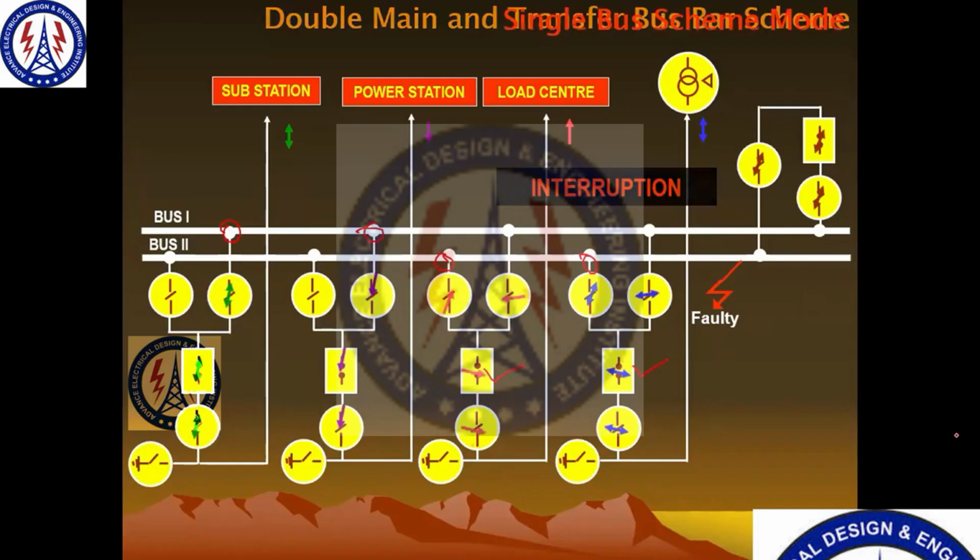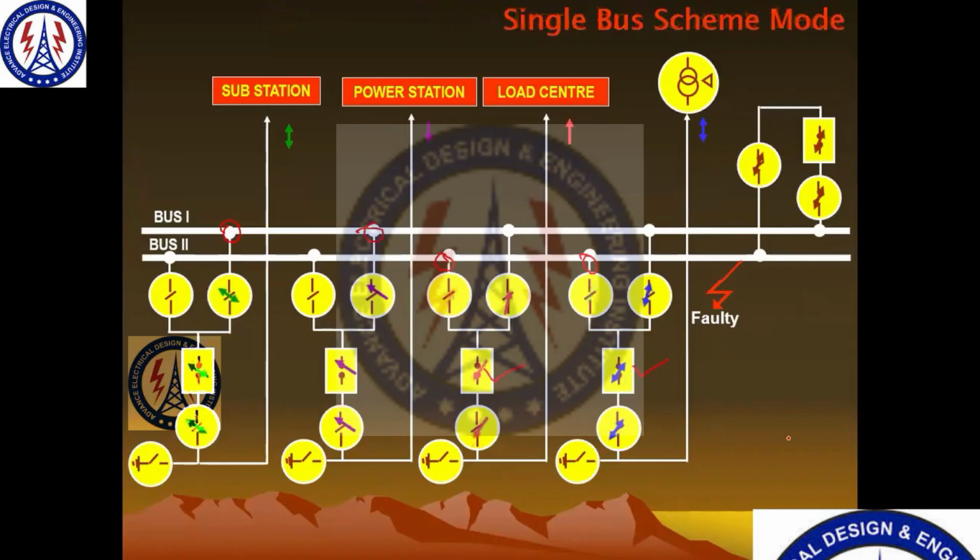Now when you close this isolator and transfer, basically you transfer this feeder to the other bus by opening and closing the circuit breaker and isolator. So now you see earlier it was connected here, that's why I marked it. Now it is connected to bus 1. So this is taking the power from bus 1 at this moment, and this one is also interrupted.